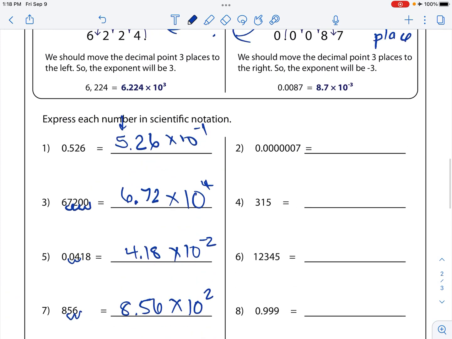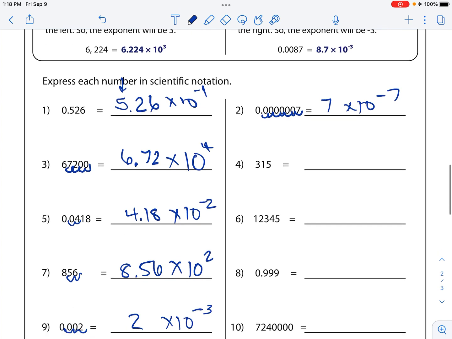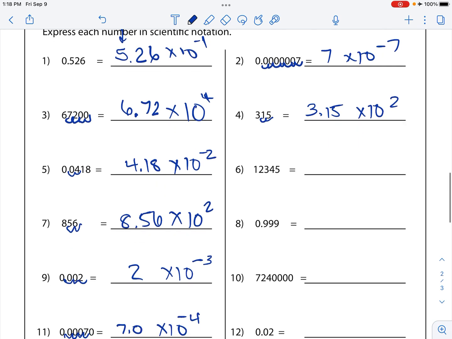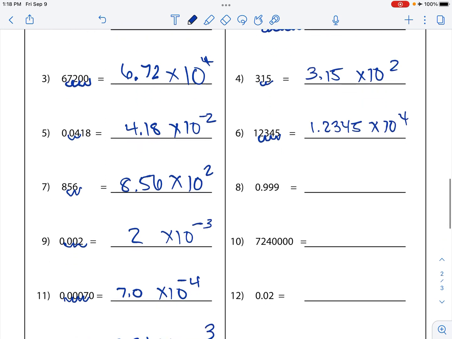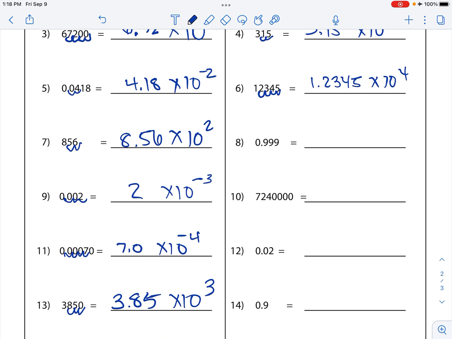Over here, I just know it's going to be 7. And I also know it's going to be negative. 1, 2, 3, 4, 5, 6, 7. 10 to the negative 7. This is going to be a positive exponent. 1, 2, 3.15. 1, 2, 3, 4, 5. 1, 2, 3, 4. 1.2345 times 10 to the 4th. Positive exponent because we have a number larger than 1. This number is less than 1, so it's going to be negative.